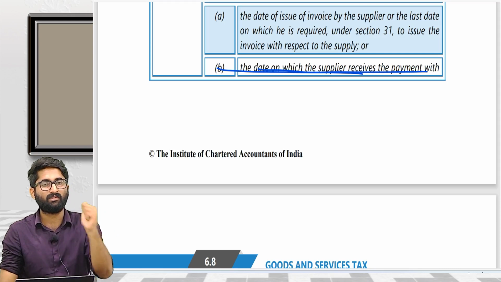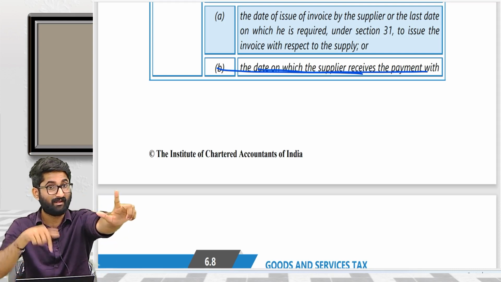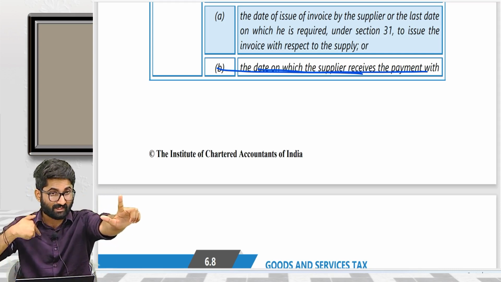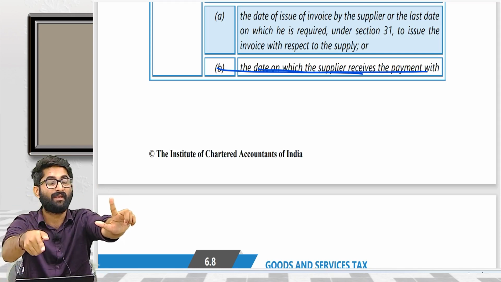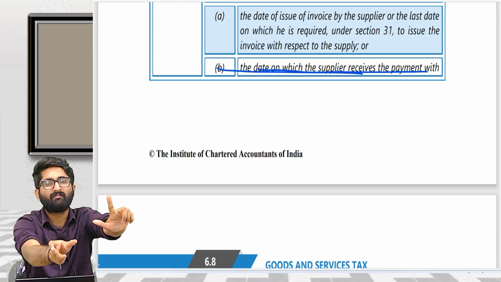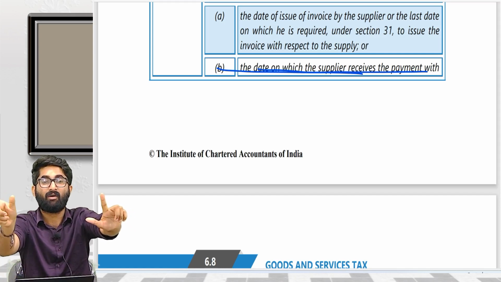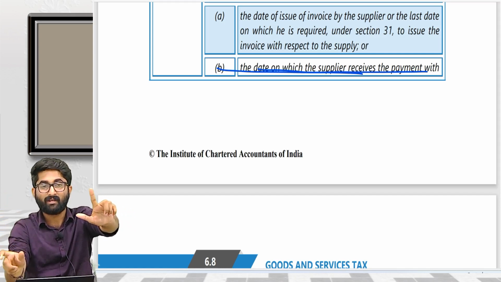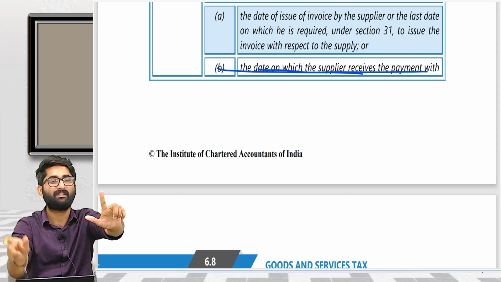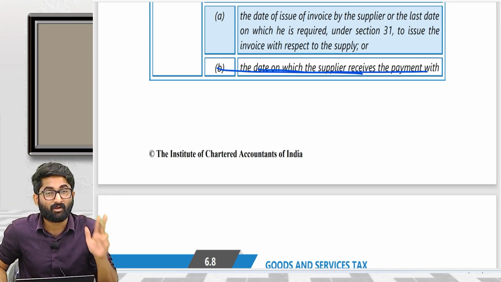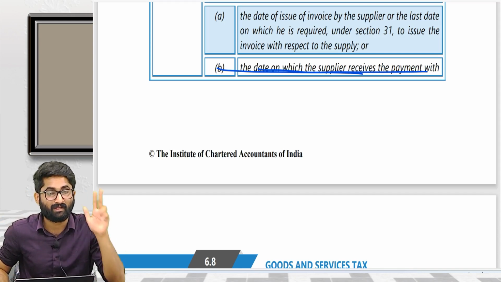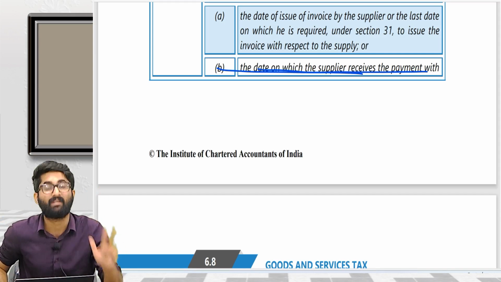Here RCM means I have received the goods, I have to make the payment to the supplier. Date of making the payment, what is the meaning of date of making the payment here? The date entered in the books of accounts or date of debit in the bank account, whichever is earlier, and that you have to compare with 31st day from the date of invoice or any other document in lieu thereof which is given by the supplier, whichever is earlier.